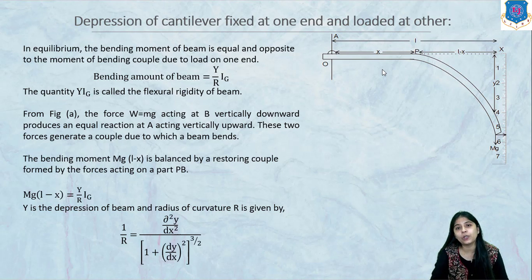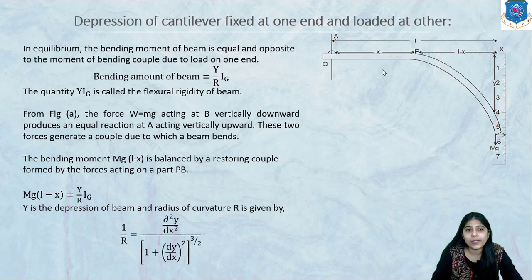Now what happens in equilibrium condition? The internal bending moment is equal to the external bending moment. The bending moment of the beam is equal and opposite to the moment of the bending couple due to the load on one end. This bending moment of the beam is Y by r into Ig. Basically this is the internal bending moment. So the quantity Y Ig is called the flexural rigidity of the beam. This is very much important. Remember that the Y Ig quantity is the flexural rigidity of the beam, which is an important characteristic of the beam.